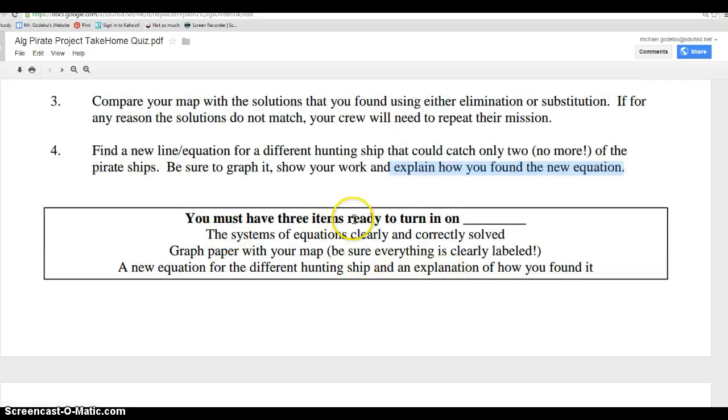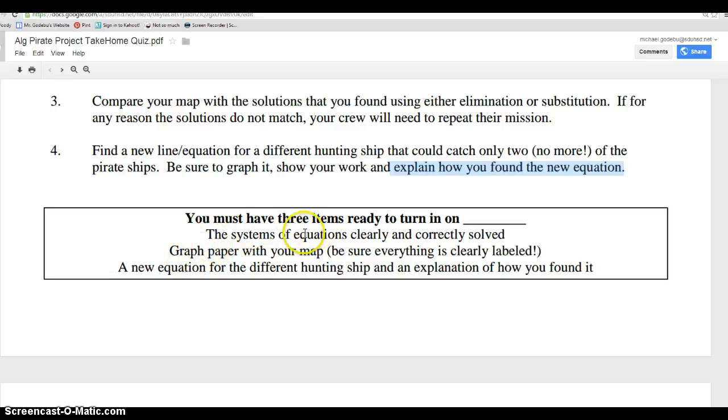You must have 3 items ready to turn in on, well, the date is on the calendar. It's essentially a week from this Thursday, so it would be the 13th, 12th, I believe? Anyway, it's Thursday at the end of next week. I'm recording this on Thursday on the 6th of February.